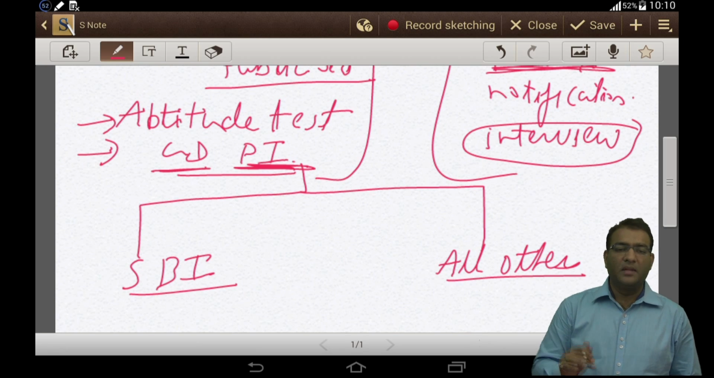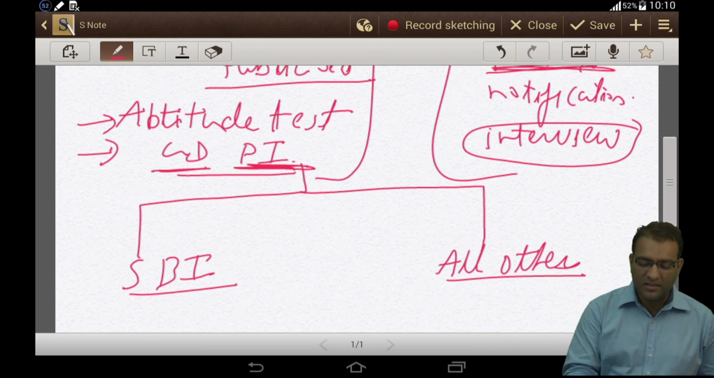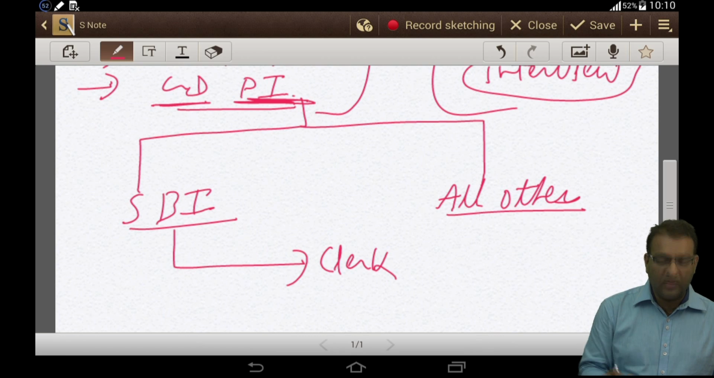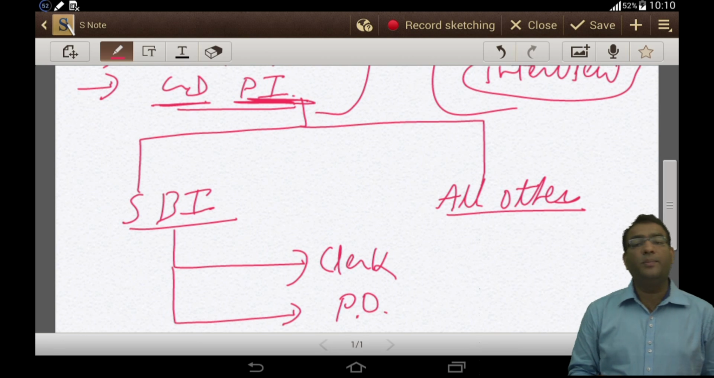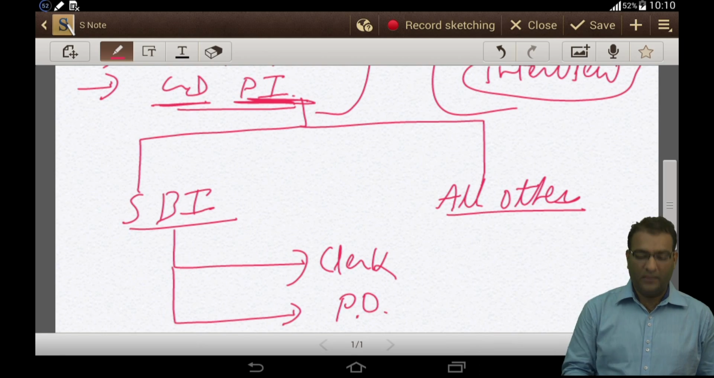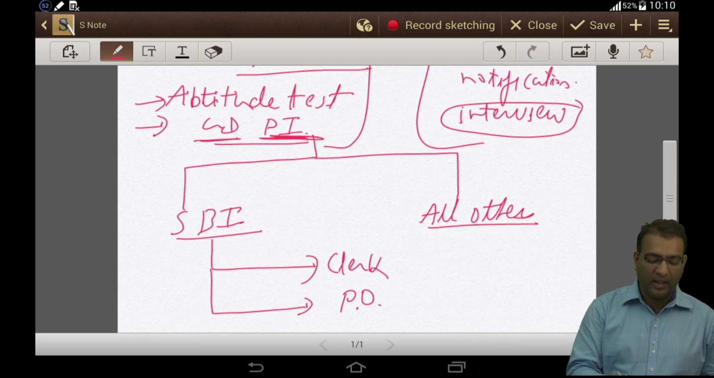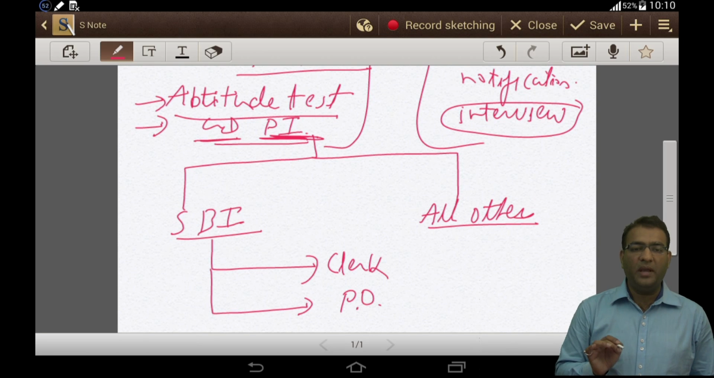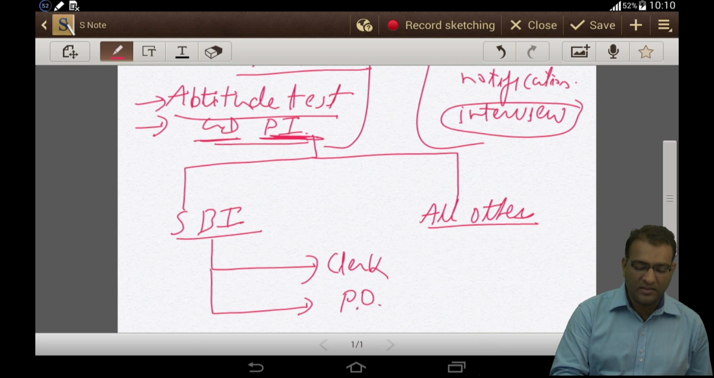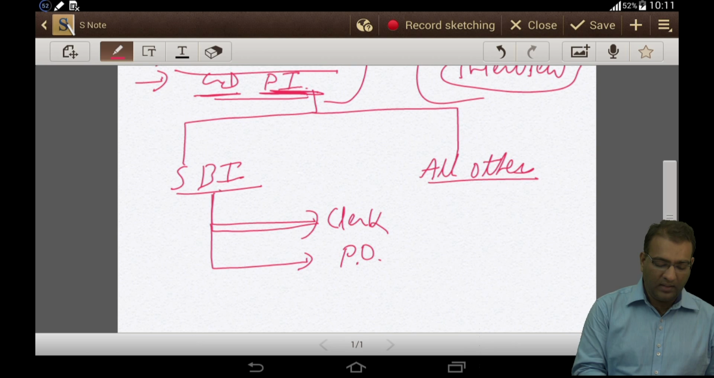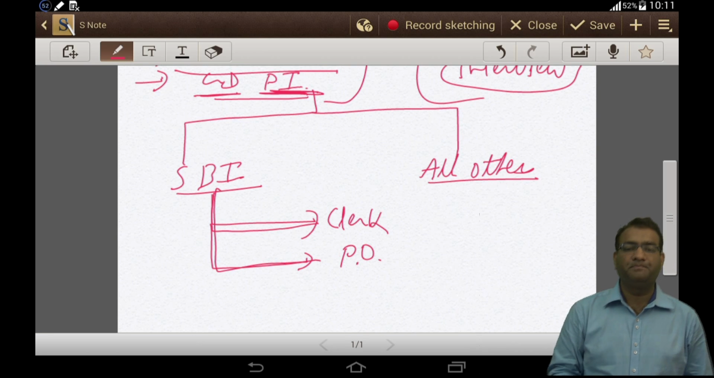So what SBI does, to select candidates, is take its own exam for clerk, and it takes another exam of its own for probationary officer, PO, right? As I've already told you, all public sector banks conduct an aptitude test and then GD and PI. So State Bank of India conducts an aptitude test for clerk and an aptitude test for PO.